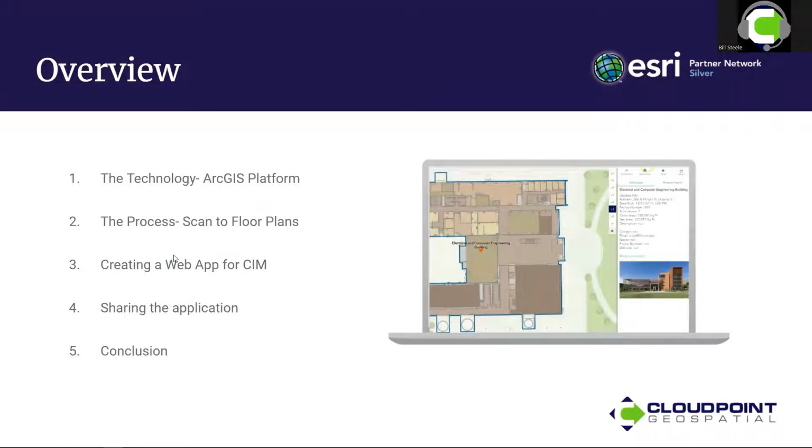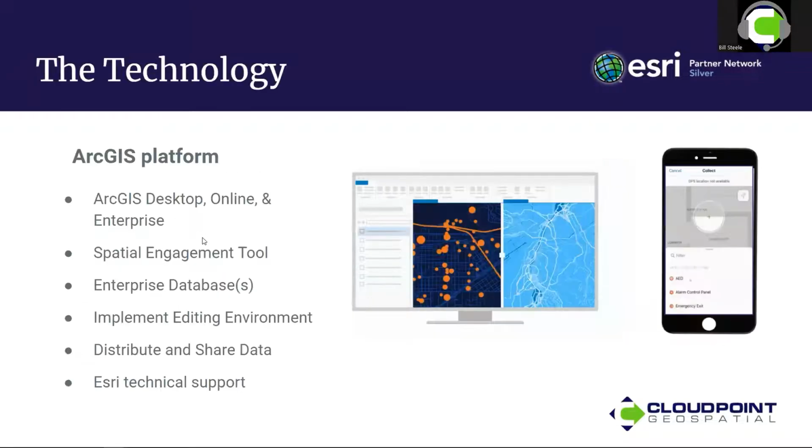So first of all, we're going to focus on the technology. I'm going to give an overview of the ArcGIS platform here, and then we will talk about the process, what's involved with scanning buildings and converting that information to floor plans. Then we're going to look at how to create a web application specifically for critical incident mapping. And then how can we share that application? And then finally, we'll wrap up with some concluding thoughts.